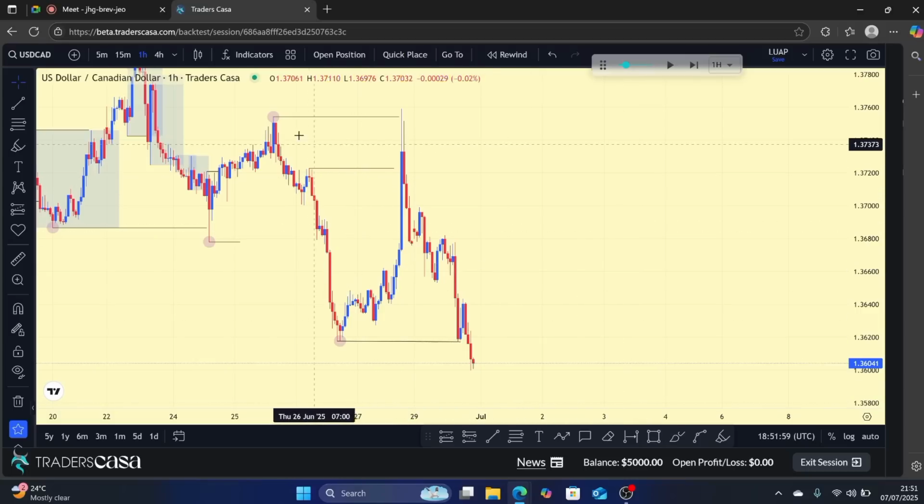The reason why I didn't mark the order flows here is because we said that we only mark the order flow after the inducement is taken out. And you can clearly see here, this here was the minor inducement, and this here was just a single candle. So the candle went all the way towards the major inducement.